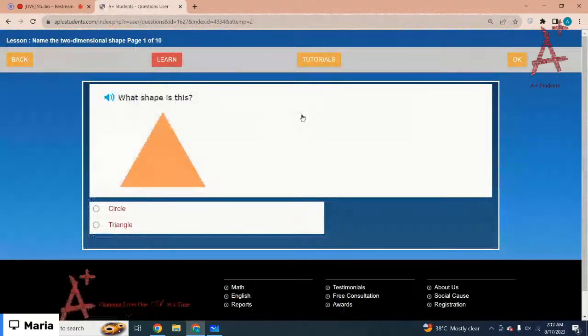What shape is this? Circle, triangle. Which is the correct option? You can see the shape has three sides, right? Three straight lines, right? So that means that is a triangle. The correct option is triangle.